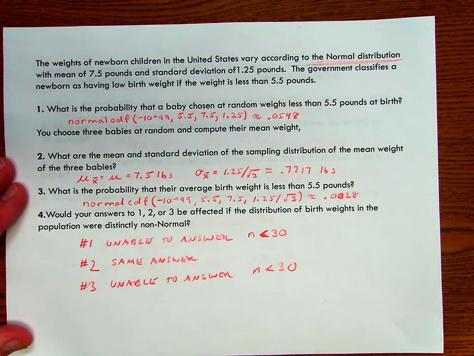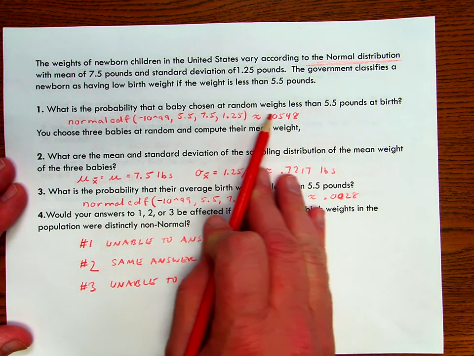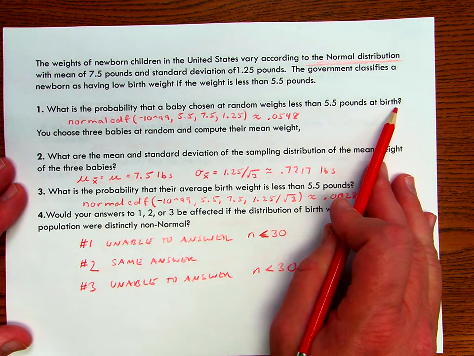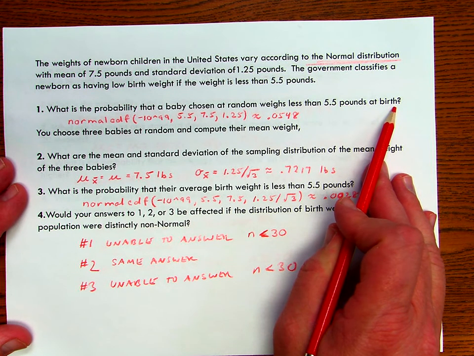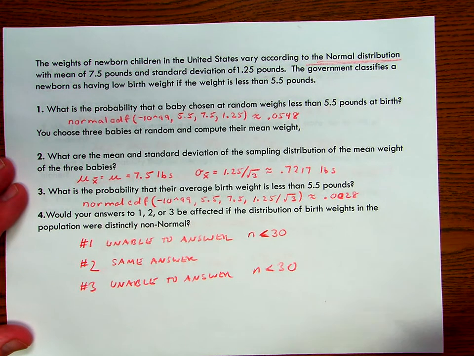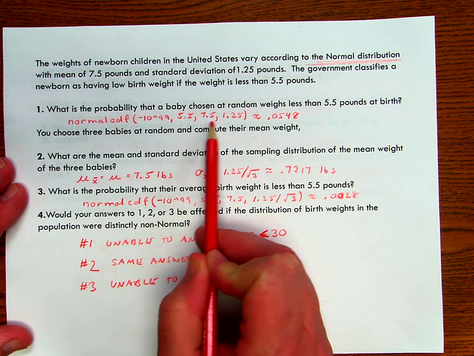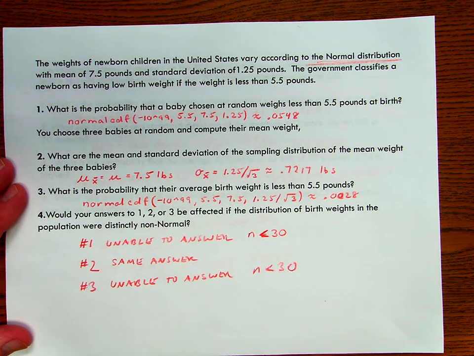If we know the population distribution is normal, or approximately normal, we can use normal CDF regardless of our sample size. Question 1, what is the probability that a baby chosen at random weighs less than 5.5 pounds at birth? Well, whether we're looking at a single individual baby or a group of size n babies, with the population distribution being normal, we can answer this question with normal CDF. So lower bound, upper bound, mean, standard deviation, and we get about 0.0548.